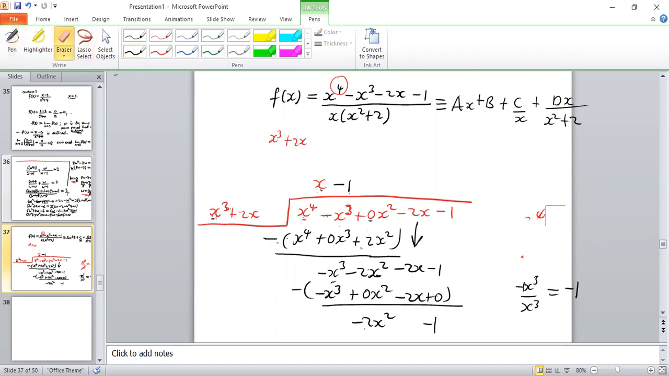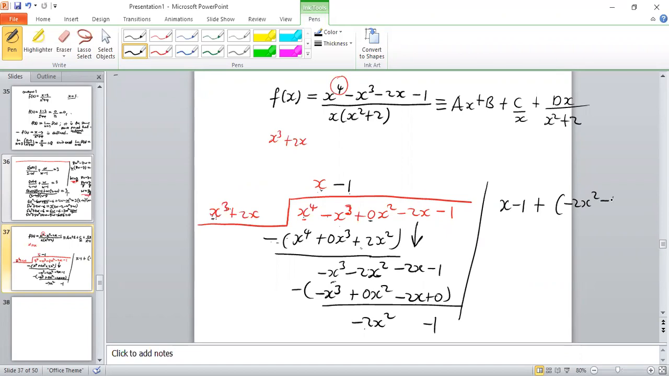So it means this has been expressed as, so this is the quotient, x minus 1, plus the remainder, which is minus 2x squared minus 1, over the same denominator. It doesn't change. It's x open bracket x squared plus 2.